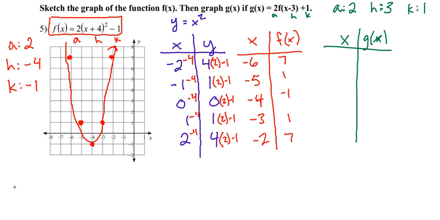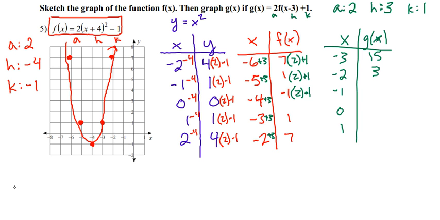So to get new x values from these old f of x x values, we're going to add h to them. That means plus 3. Add h, and we get negative 3, negative 2, negative 1, 0, 1. And then to go from f of x's y values to g of x's y values, we're going to multiply by a, add k. Multiply by a, add k. And I'm going to stop right there, and I'll show you why.